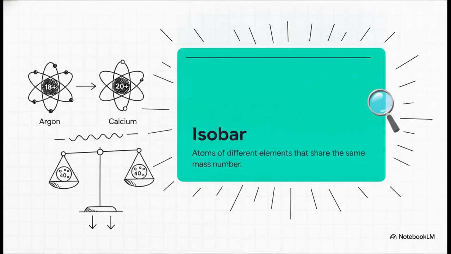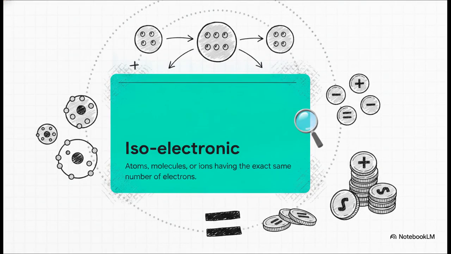Isobars, on the other hand, are completely different chemical elements. They have totally different IDs, but they just so happen to weigh the exact same amount on a scale. Look at argon-40 and calcium-40. Argon has 18 protons, calcium has 20. Completely different elements, right? But because their total protons plus neutrons happen to equal exactly 40 for both of them, they are isobars.